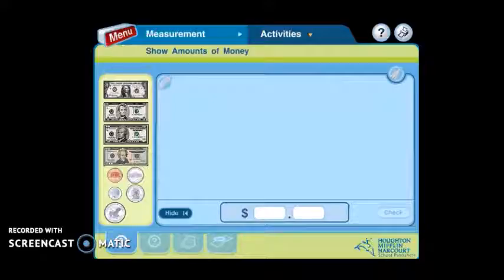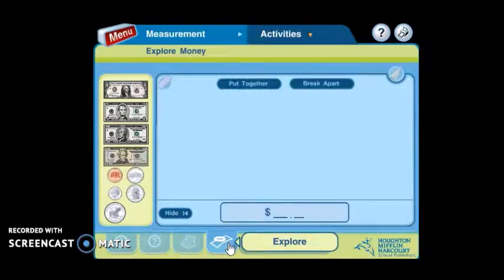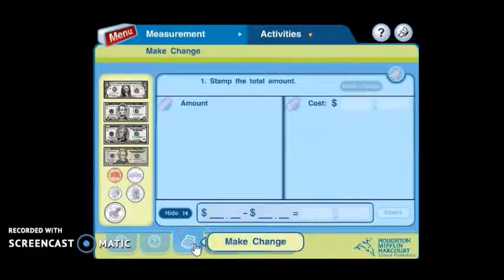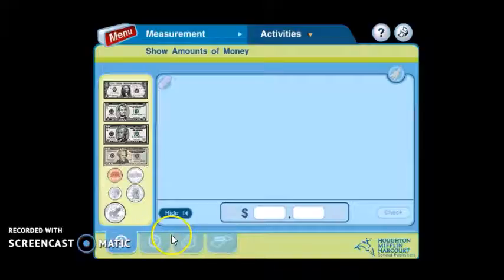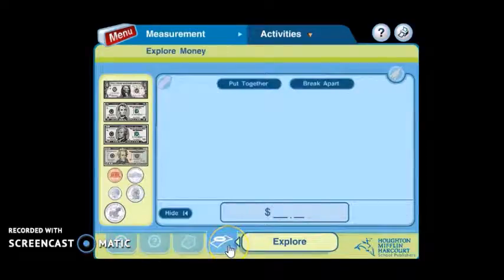But first thing you need to know is that the bottom tabs here are really vital. So I'm going to go to Explore because I think that'll be good for what we're doing. There's also an option for making change, comparing money, and just showing random amounts of money, which could be interesting and fun to play with while you're practicing using money. So I'm going to go to this Explore, and you see how it has break apart here? That's going to be very important.